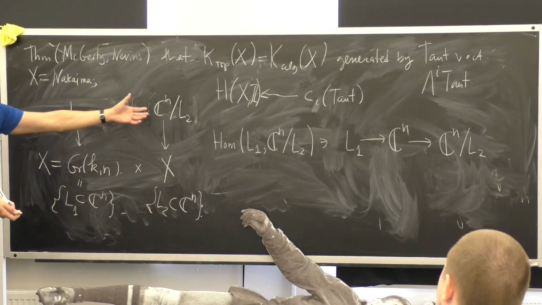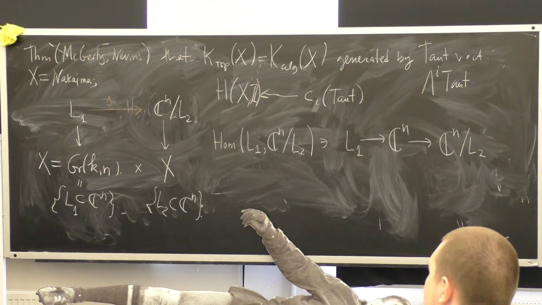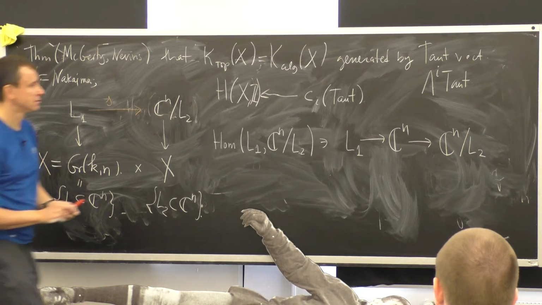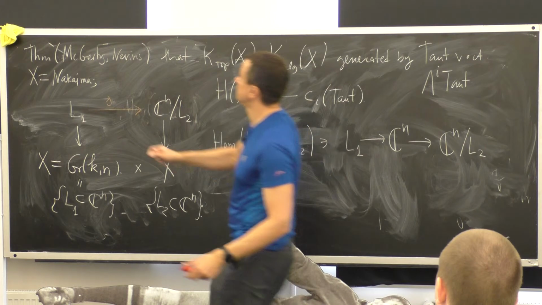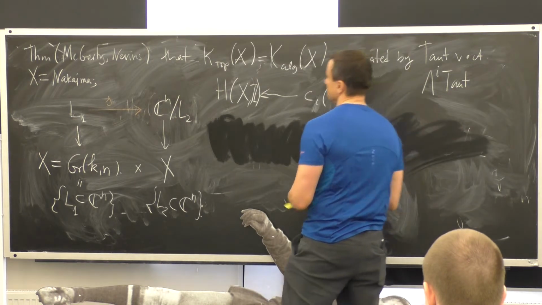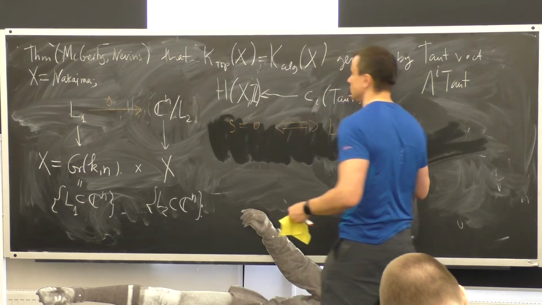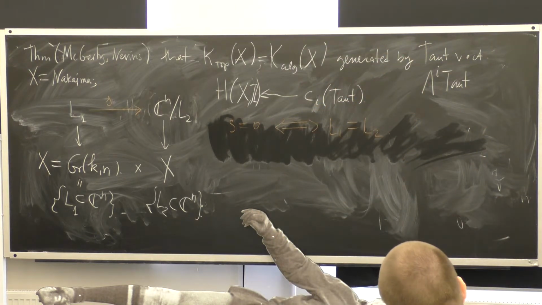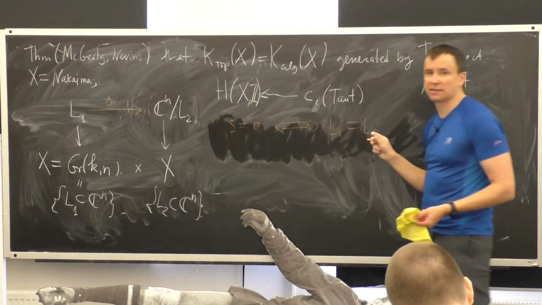Where does this map vanish? Maybe call it S. S is 0 exactly when L1 is equal to L2. Does everybody agree with that? So S is 0 is equivalent to L1 equals L2. So S equals 0 cuts out exactly the diagonal.